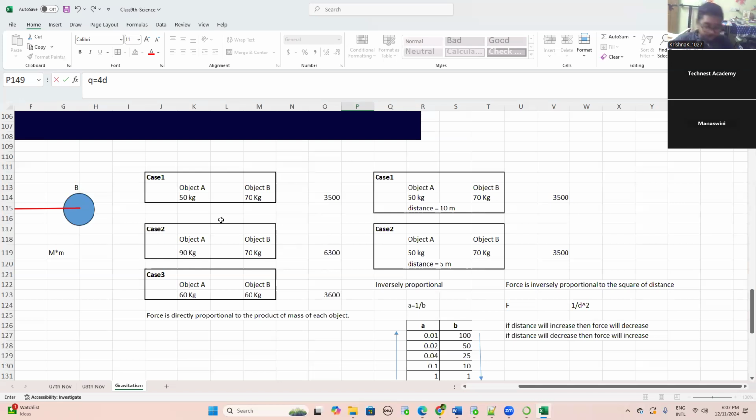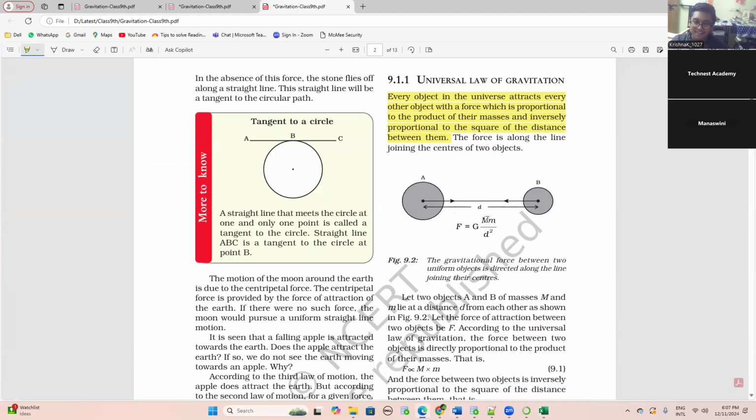Do you want to become different or become part of the crowd? Tell me first of all. Different, sir. Krishna wants to become part of the crowd. Okay, good. Manaswini wants to become different. So for Krishna, this is sufficient: F equals G m into m by d square. Okay, you are happy now. You can go and enjoy your life.